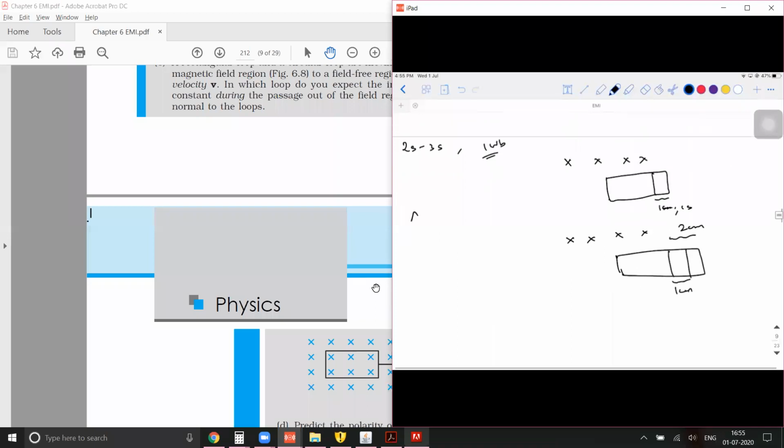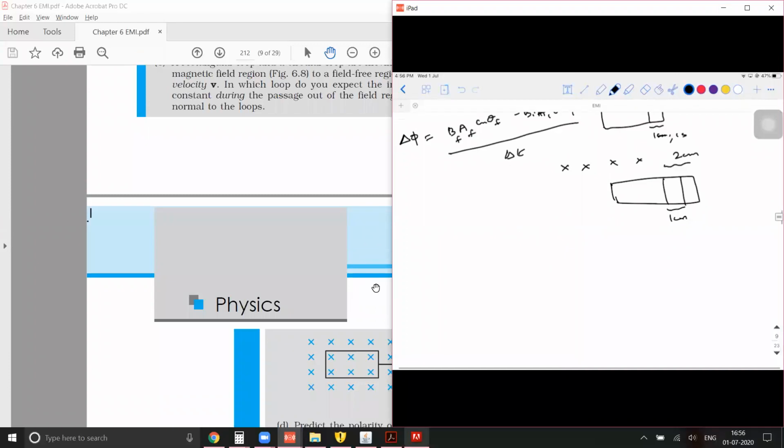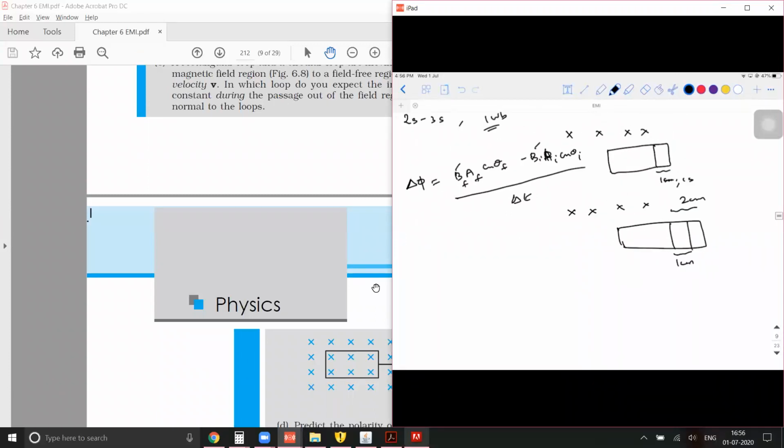So when you write the formula for change in flux, what will you have? You will have B final, A final, cos theta final minus B initial, A initial, cos theta initial, divided by delta T. This is what Faraday's law states. So what is constant here? B final and B initial are same because same magnetic field. Theta final and theta initial are same, same orientation, divided by the time, which is 1 second. So area final minus area initial in this case would have been how much?